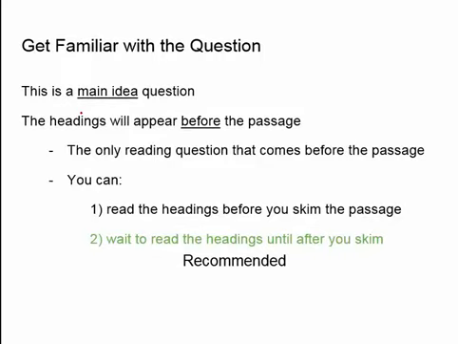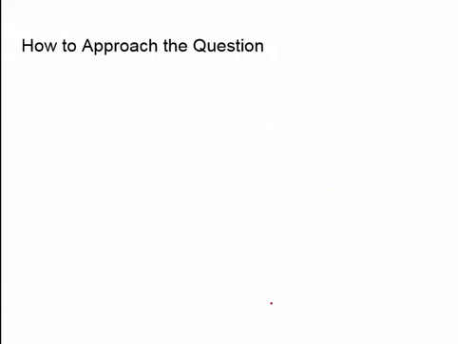My preference would be to skim the whole passage first, get as much correct information out of that as you can, and then make decisions as you read through each heading as you're trying to choose which one goes where. Okay, what's the best way to approach this question?